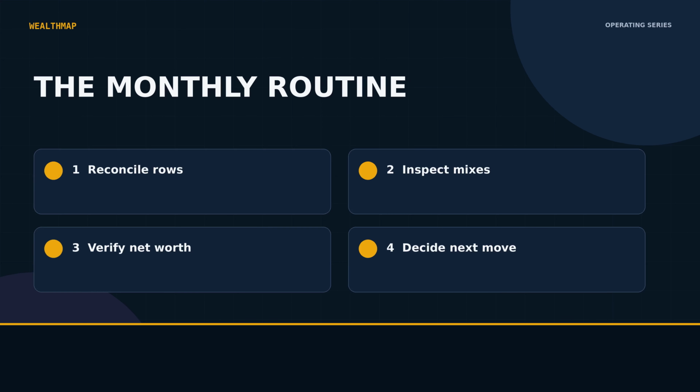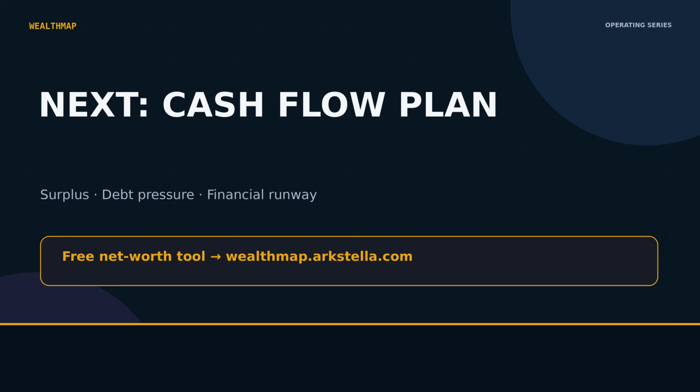The operating routine is simple: reconcile the rows, inspect the 4 mixes, verify net worth, and write down the next decision. In the next episode, we will turn that balance sheet into a cash flow plan and calculate how much financial runway you actually have.